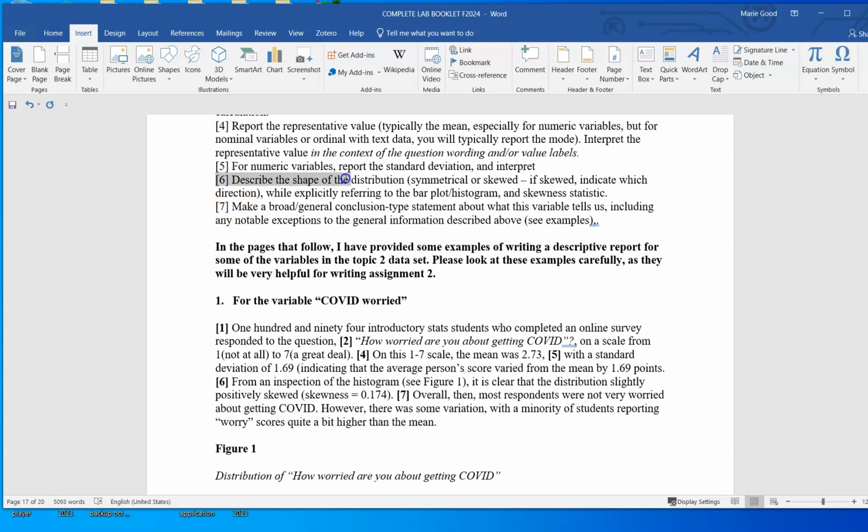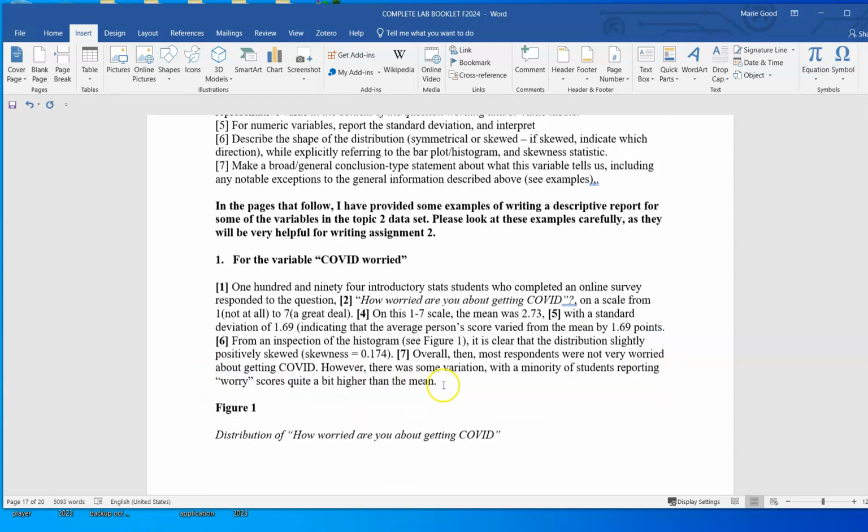You're also describing the shape of the distribution, saying whether it's symmetrical or skewed, and if it's skewed, indicating which direction, right? Whether it's a positive or negative skew. And you're going to explicitly refer to the bar plot or the histogram and the skewness statistic in order to make this conclusion about it being symmetric or skewed and in what direction. So here's what this looks like.